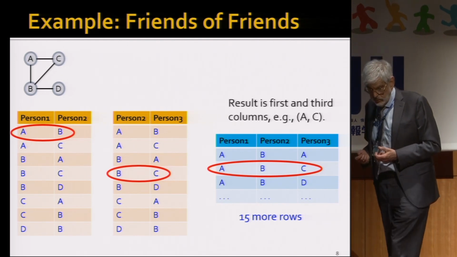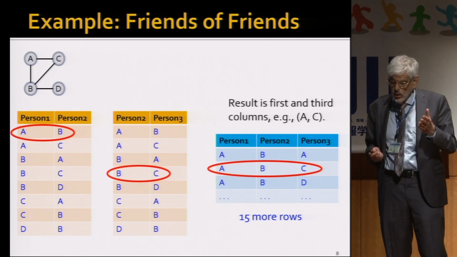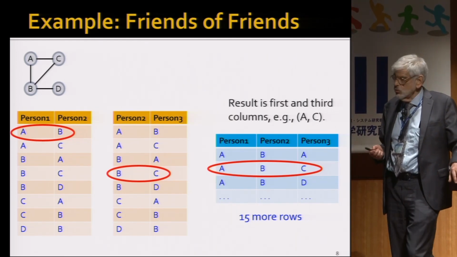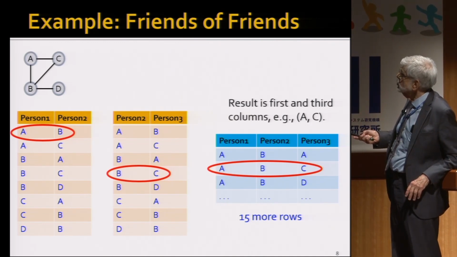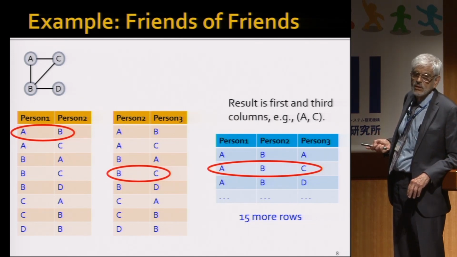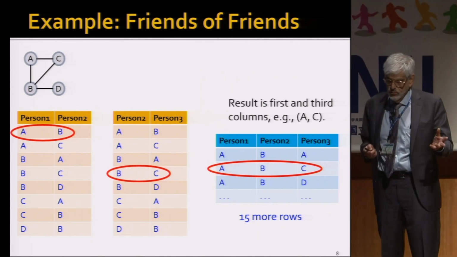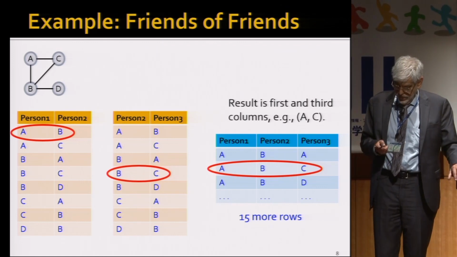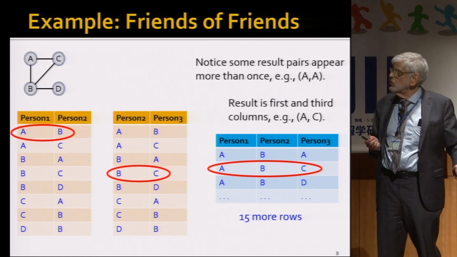Okay. Now, what we actually want as our result, we want to get rid of person 2. We just want to look at the first and third columns. So what's important here is that A is a friend of C, and vice versa. C is a friend of A.